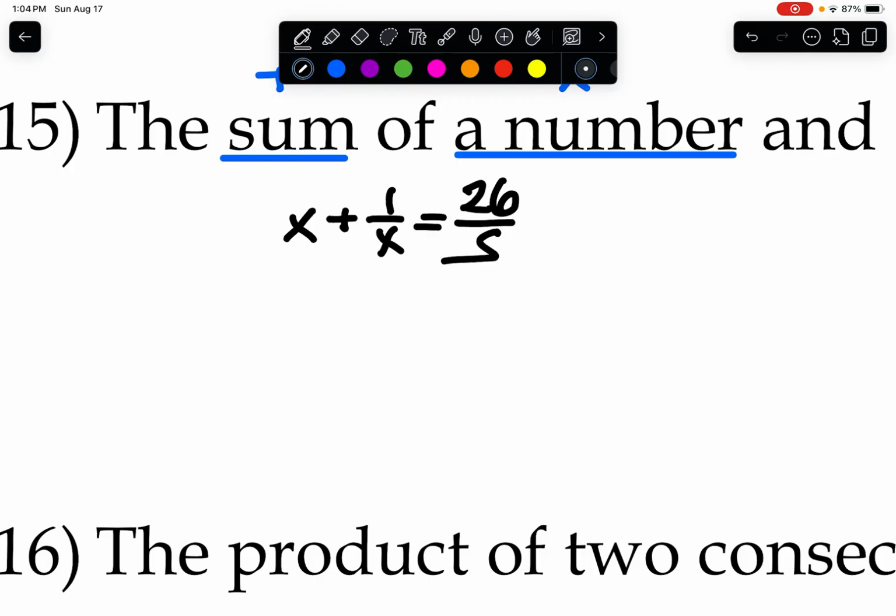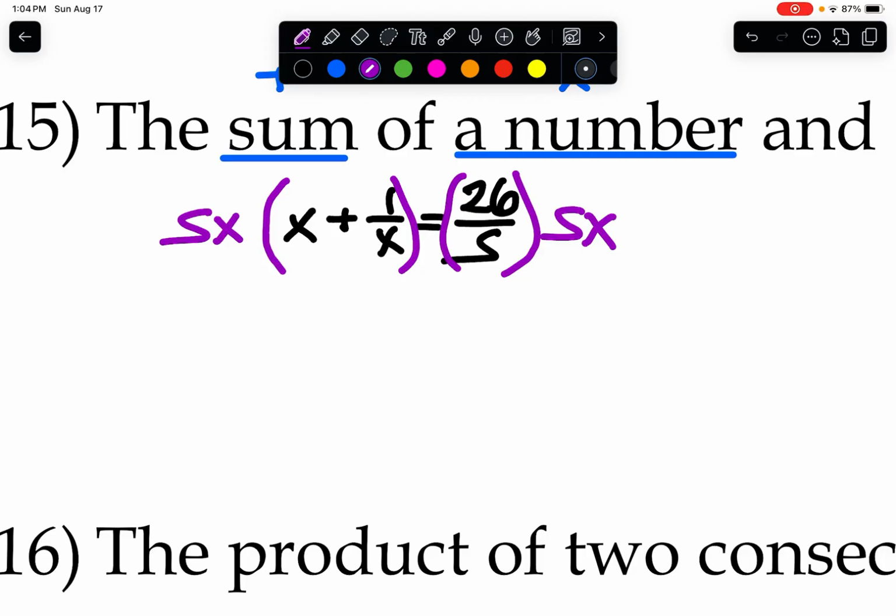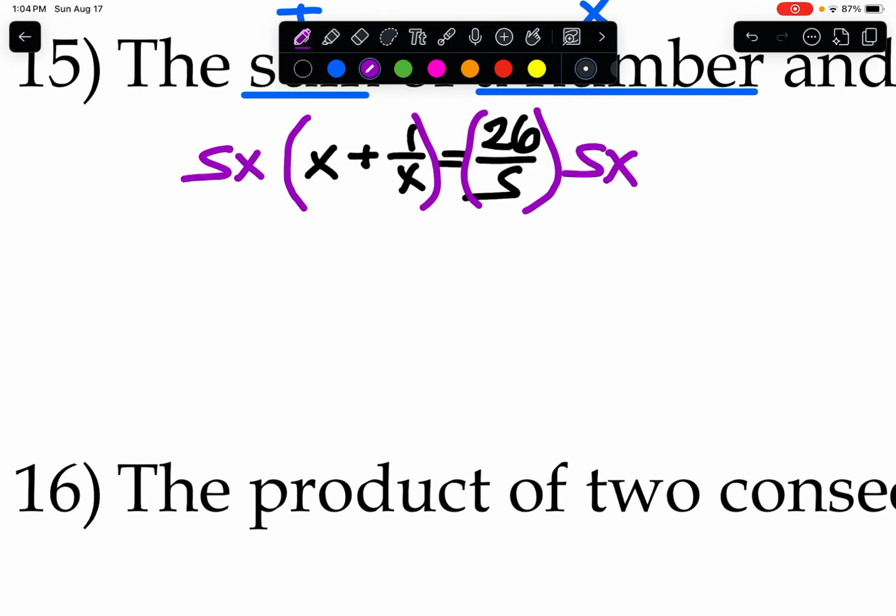Of course, there's a bunch of different ways that you could solve this. I'm going to do it the way that I'm most comfortable and most confident with personally. I want to eliminate these denominators, so I'm going to multiply both sides by 5x, and then distribute. This gives me 5x squared plus 5, and that's going to equal 26x.